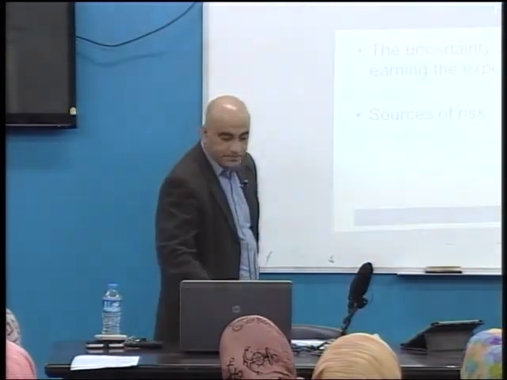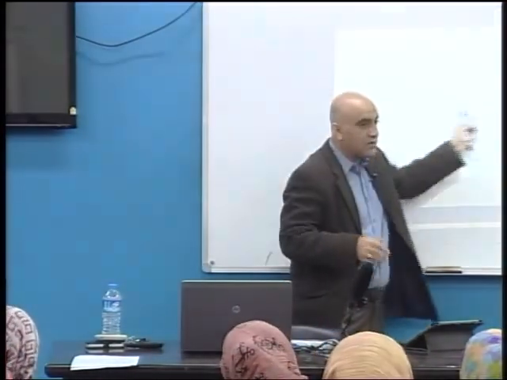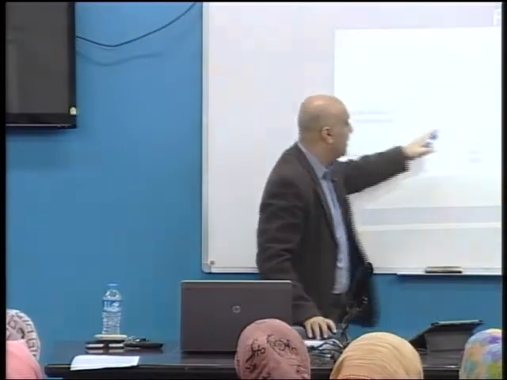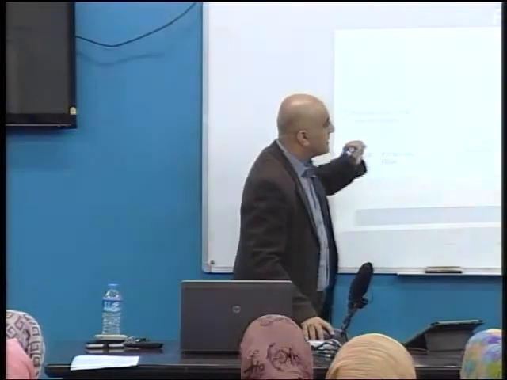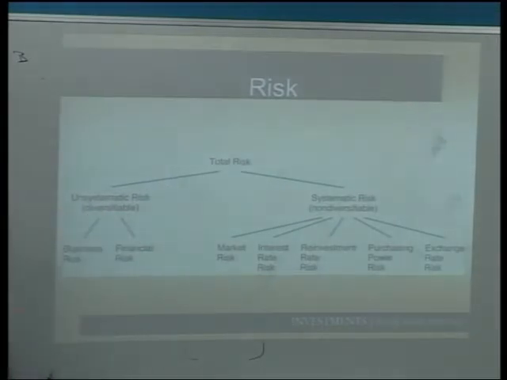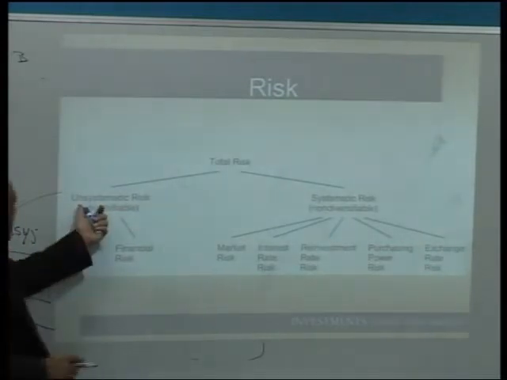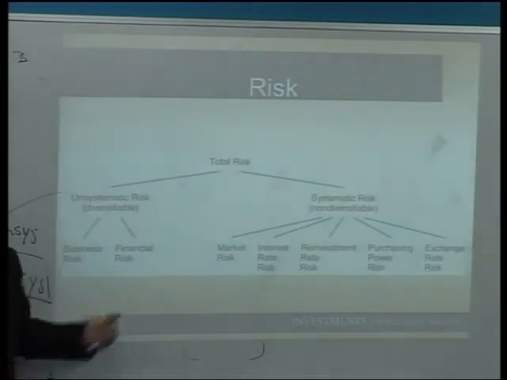The sources of risk. As I explained, we have two main sources of risk. We have the systematic risk and we have unsystematic risk. The systematic risk is non-diversifiable. Okay? And we mentioned this before, and this is unsystematic risk. Just to remind you, this area is the systematic risk and this area is the unsystematic risk. The unsystematic risk is related to the firm-based. And it includes, as you see here, business risk and financial risk.